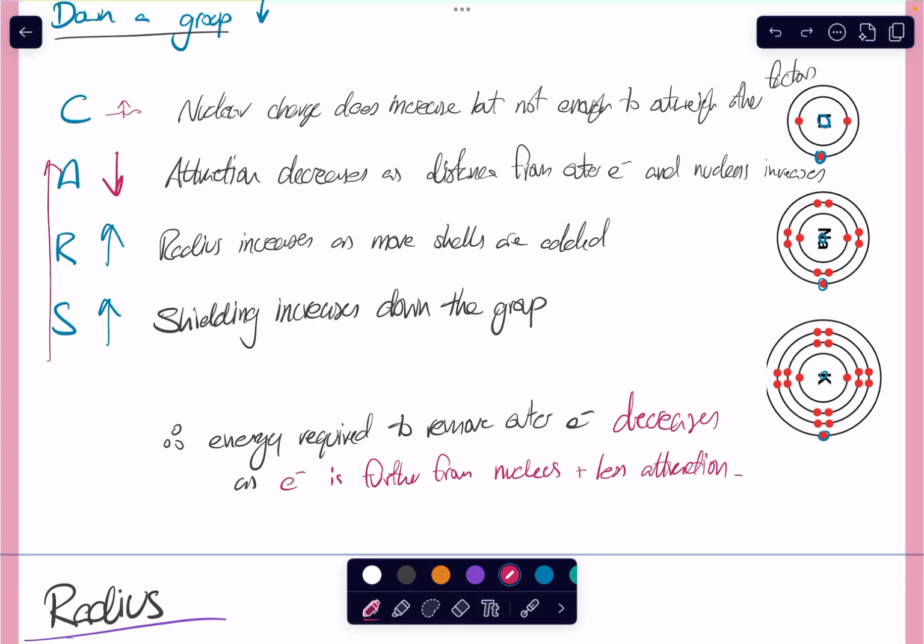So the nuclear charge, let's start from S. So the shielding increases as you go down a group. The radius, therefore, also increases as more shells are added, and this means the attraction decreases as the distance from the outer electrons and nucleus increases. Therefore, the energy required to remove an outer electron decreases as the electron is much further away from the nucleus and therefore less attraction. And here you can say due to shielding if you want to repeat yourself. You can do this in bullet points.